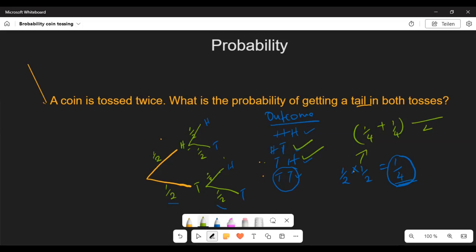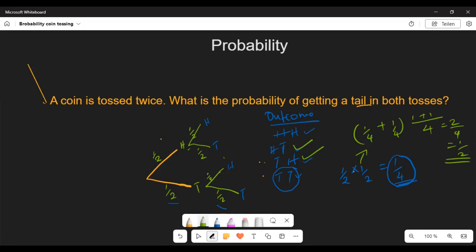LCM is going to be 4, 1 plus 1. So that's going to give us 2/4, which is equivalent to 1/2. The probability of getting at least one head and at least one tail is going to be a half. So that's how you work with probability. So that is what I wanted to show you.